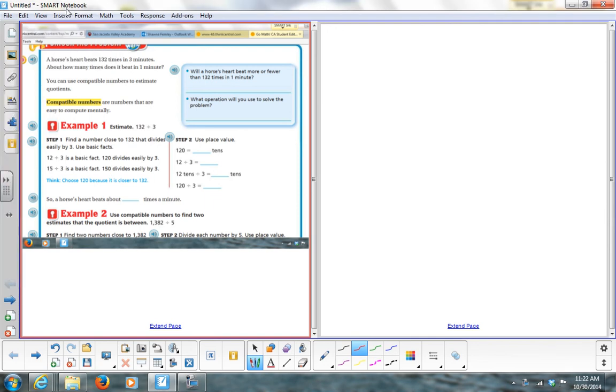All right, so compatible number. What is a compatible number? Damien. Good. A compatible number is a number that is close to the one that you are trying to multiply or divide, but it's easier to mentally do the math on.